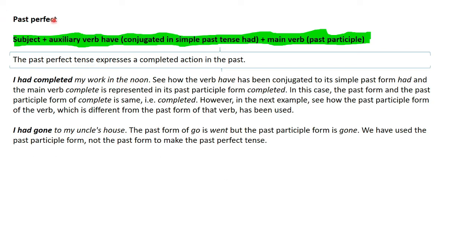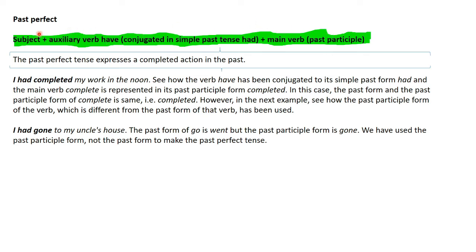A past perfect tense is used for an action that has been completed in the past. The format is subject, the auxiliary verb have, which will be conjugated in its past form had, and the main verb will be represented in its past participle form. You can again make a comparison with the present perfect tense, in which we had the subject followed by the auxiliary conjugated in its present form have or has, and the main verb was also in the past participle form.